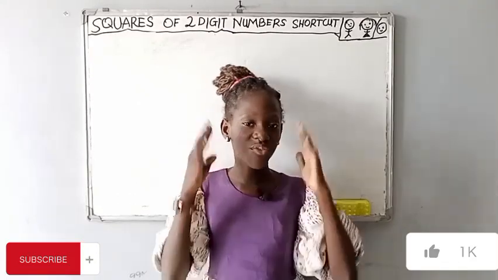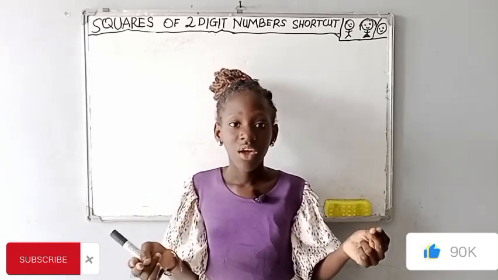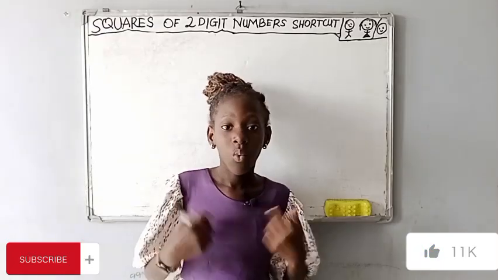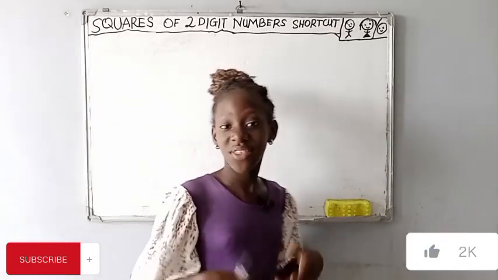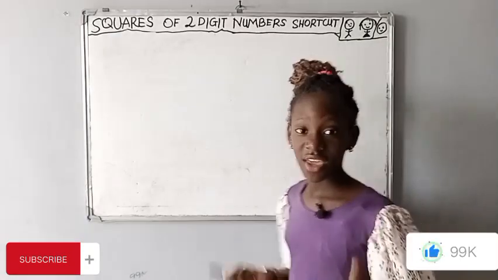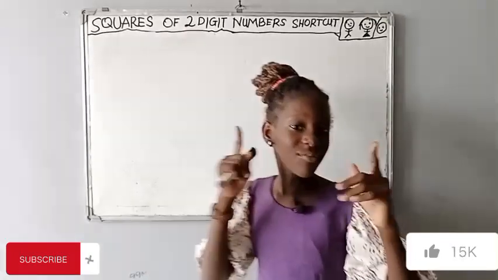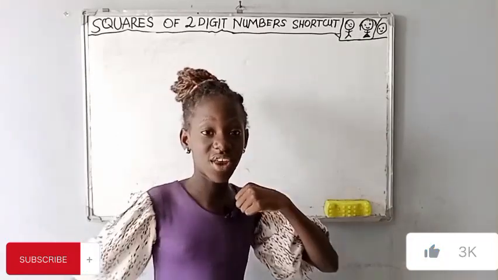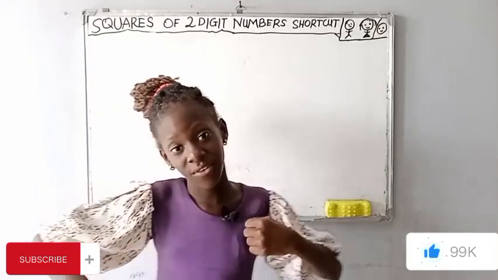So now, let's refresh our minds by saying our squares of numbers from 1 to 15, so that we'll know where to start from. Let's begin. 1 squared 1, 2 squared 4, 3 squared 9, 4 squared 16, 5 squared 25, 6 squared 36, 7 squared 49, 8 squared 64, 9 squared 81, 10 squared 100, 11 squared 121, 12 squared 144, 13 squared 169, 14 squared 196, 15 squared 225, 16 squared.